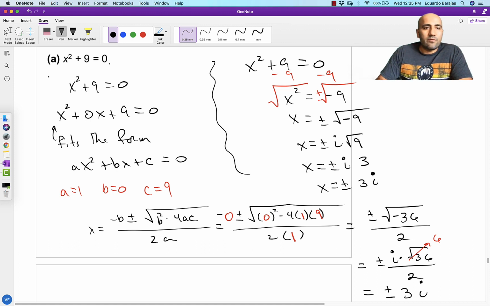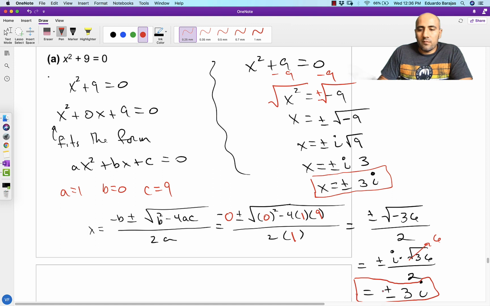Same answer as before. Same answer as this one. Right? And that's because 2 goes into 6 3 times. Maybe I should have put that extra little step here. This is plus or minus 6i divided by 2, and so the 6 and the 2 reduce to give you a 3.